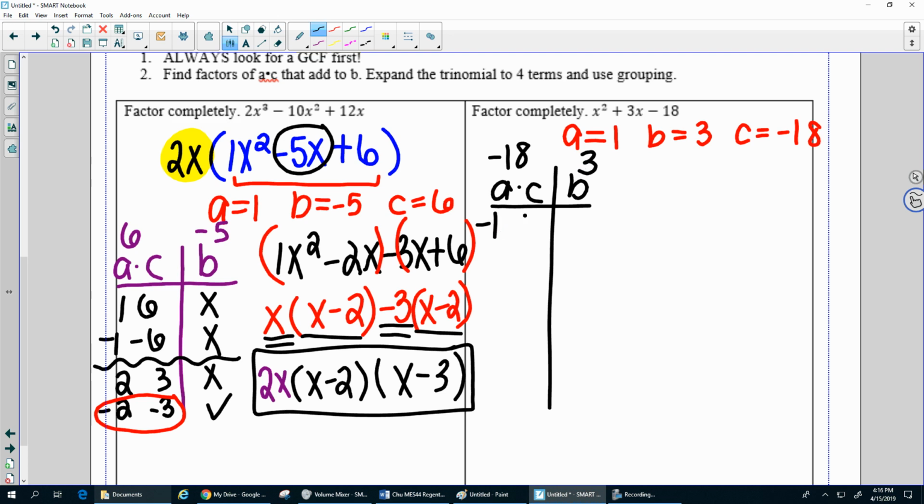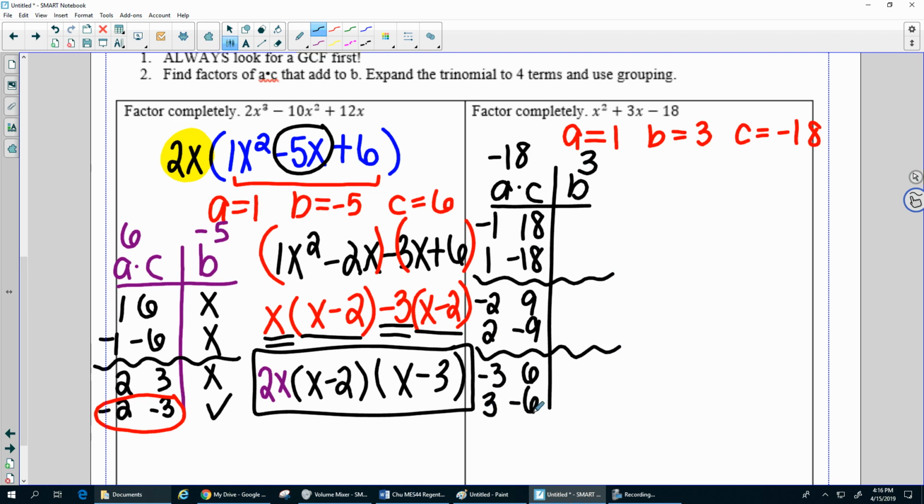So I need factors of negative 18. Let's start with negative 1 and 18. Also positive 1 and negative 18. We also have negative 2 and 9, or positive 2 and negative 9. We also have negative 3 and 6, or positive 3 and negative 6. So now we go through to see which of these will add up to 3.